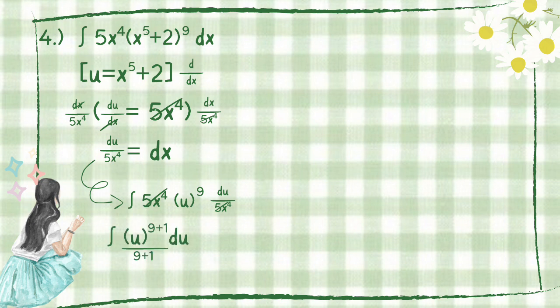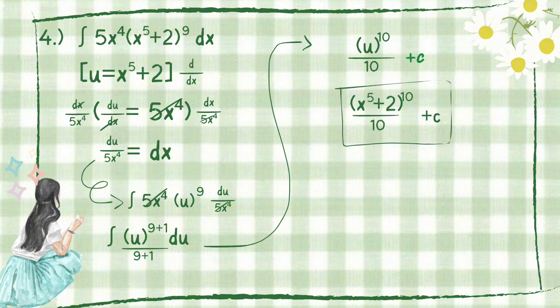That leaves us with the integral of u raised to 9 du. Then we will add 1 to the exponent, and whatever answer results will also be the denominator, leading us to u raised to 10 over 10 plus c. Since there is no further simplification, we will substitute the value of u back as our final answer, which results in (x raised to the 5th plus 2) raised to 10 over 10 plus c.